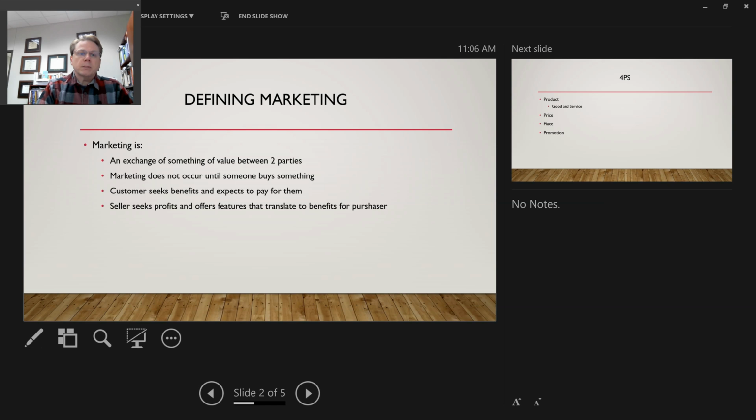Customers seek benefits and expect to pay for them. That's why we purchase something. That something has more value to us than the money or the work that it took to make the money. And the seller seeks profits and offers features that translate to benefits for the purchaser.